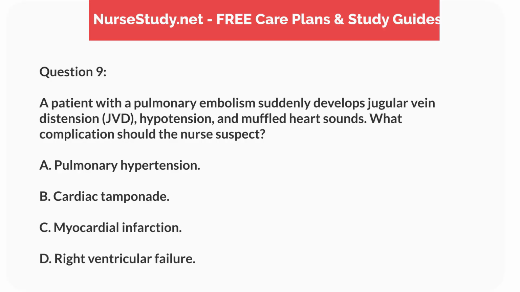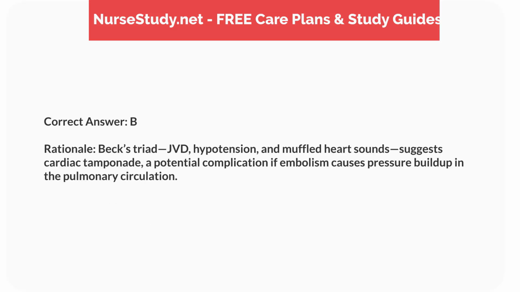What complication should the nurse suspect? A. Pulmonary hypertension. B. Cardiac tamponade. C. Myocardial infarction. D. Right ventricular failure. Correct answer, B. Rationale: Beck's triad, JVD, hypotension, and muffled heart sounds, suggests cardiac tamponade, a potential complication if embolism causes pressure buildup in the pulmonary circulation.